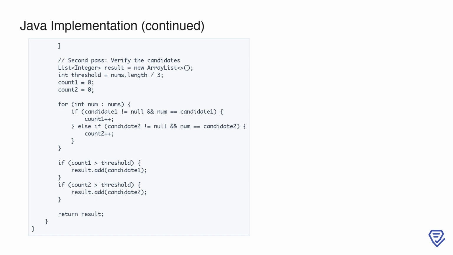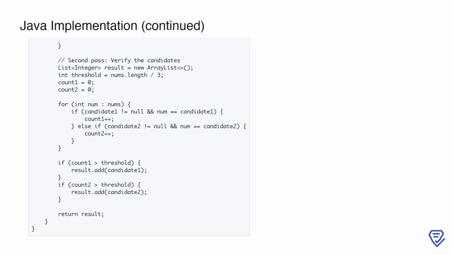After completing the first pass, we move to the second pass to verify the candidates we identified. Here, we initialize a result list to store the majority elements and calculate a threshold, which is the length of the array divided by 3. We also reset the counters, count 1 and count 2, to 0. Next, we iterate over the array again, this time counting how many times each candidate appears. If a number matches candidate 1, we increment count 1, and if it matches candidate 2, we increment count 2. Finally, we compare these counts to the threshold. If count 1 exceeds the threshold, we add candidate 1 to the result list. Similarly, if count 2 exceeds the threshold, we add candidate 2 to the result.